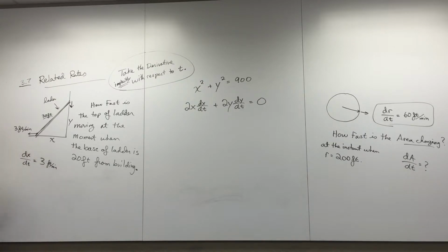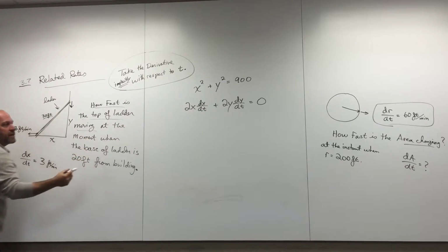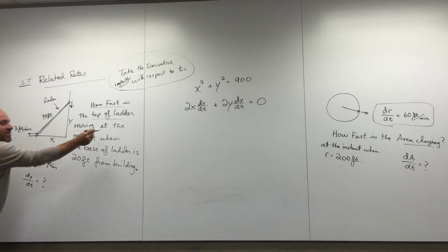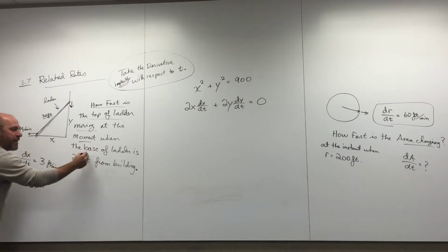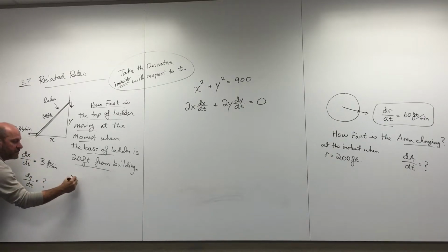What are they asking for? How fast is the top of the ladder moving? They're asking for dy dt. That's good. I'm going to call that my question mark. Let's see what else was given. At the moment when the base of the ladder is 20 feet from the building, what did they just tell me? They just told me X is 20.